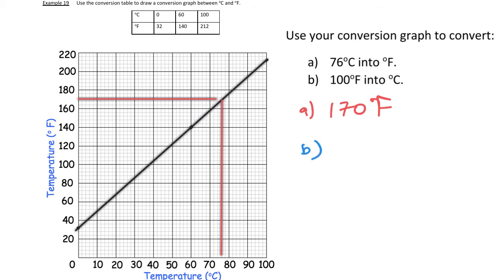Part B, 100 degrees Fahrenheit, so what we'll do is we'll go from 100 until the line, and then from the line down, and we can see that's 37 degrees C.